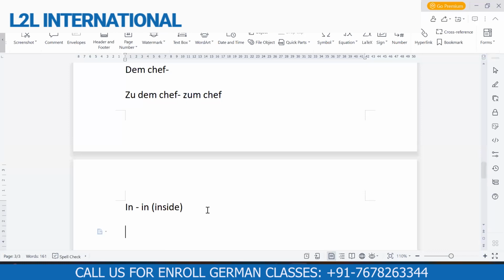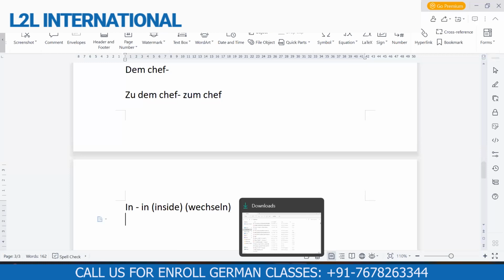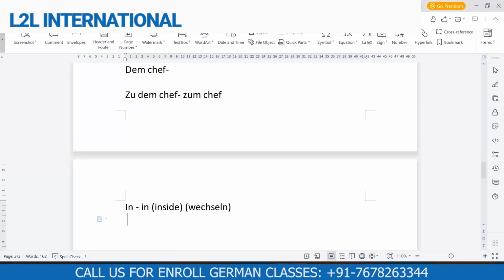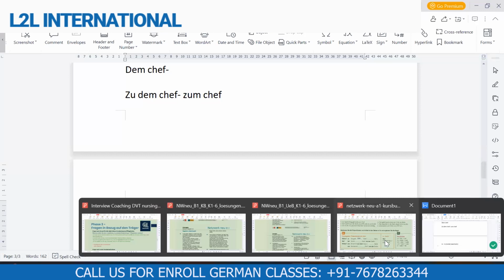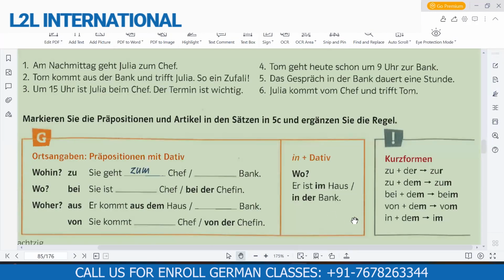So "in" is considered to be a Wechsel preposition. Why Wechsel? Because it is not only accusative, not only dative. Then why are we discussing it right now? Because in this chapter, the role that "in" is playing is of dative. Why dative? Because as the example says, "Er ist im Haus." He is in the house. What does this mean? He is in the house.